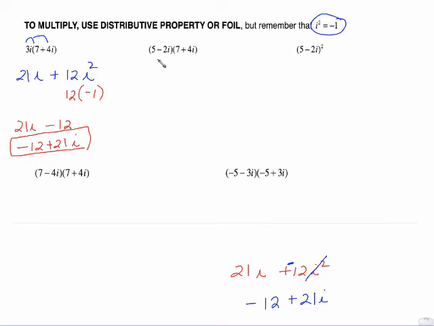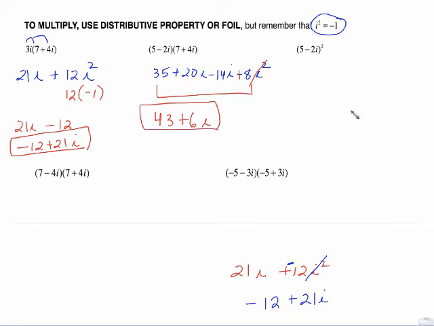This is just going to be FOIL. So 5 times 7 is 35. 5 times 4i is 20i. Negative 2i times 7 is negative 14i. And negative 2i times 4i is negative 8i squared. So I will cross off the i squared, change the sign of that coefficient. So that used to be a negative 8. Now it's a positive 8. Then I've got some like terms. 35 plus 8 is 43. And 20i minus 14i is 6i. And that is my answer, and that is in standard form.